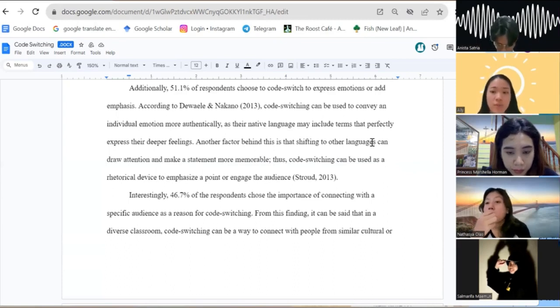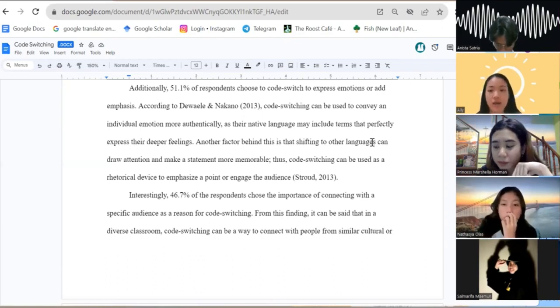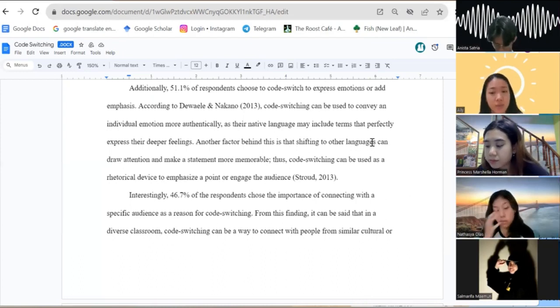And then another from Stroud in 2013, code switching can be used as a rhetorical device to emphasize a point or engage the audience. Moving on to the top four, 46.7% of respondents show the importance of connecting with a specific audience as the reason for code switching. According to Gumperz in 1977, in a diverse classroom, code switching can be a way to connect with people from similar cultural or linguistic backgrounds, thus creating a sense of an inclusive environment. And like many other universities, SU students have linguistic diversity, which emphasizes the significance of this reasoning.